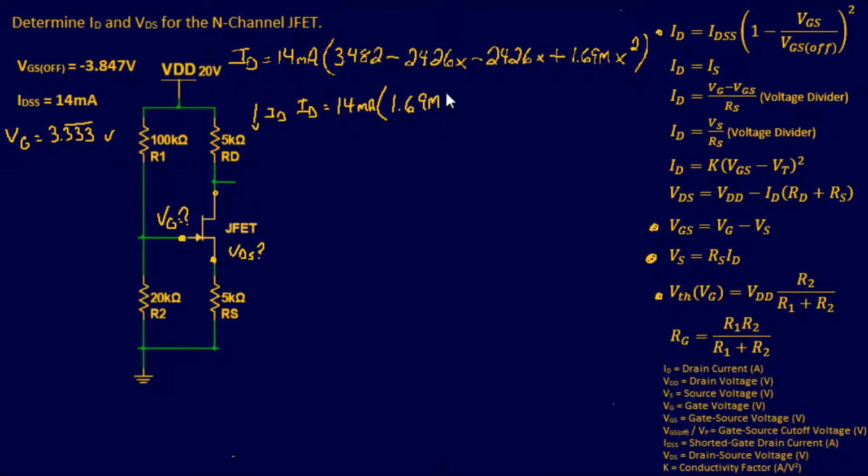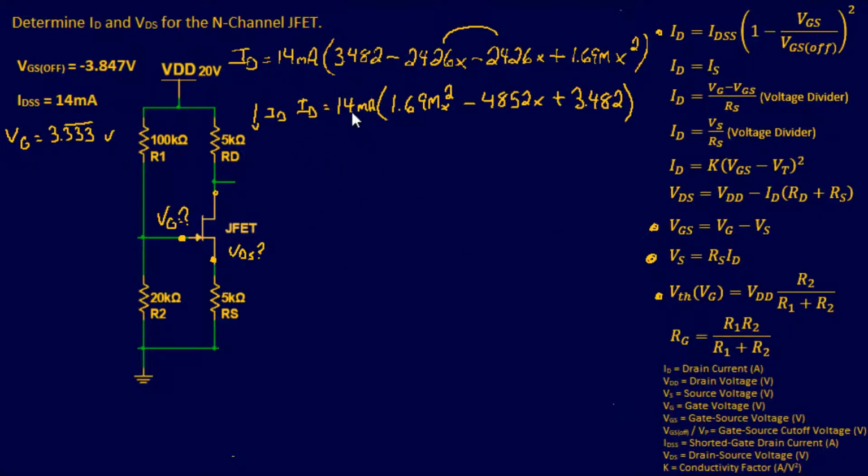1.69 meg x squared, excuse me, minus, and this is where I'm going to add these two guys together, and that's going to give me a negative 4,852 x, and that's going to be plus, and I'm going to bring this guy over here, which is 3.482, and we're going to close that parentheses. Looks like little by little we're making this guy smaller.